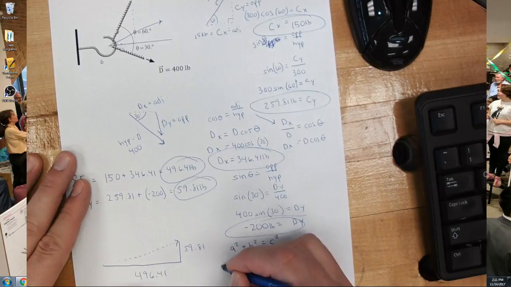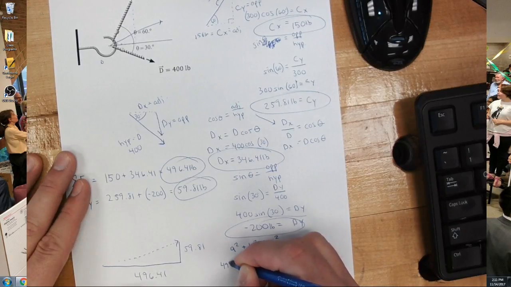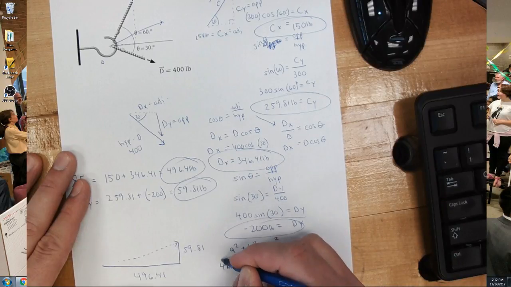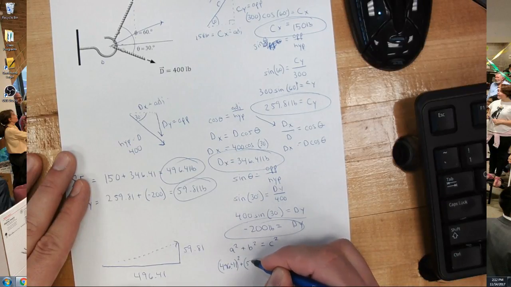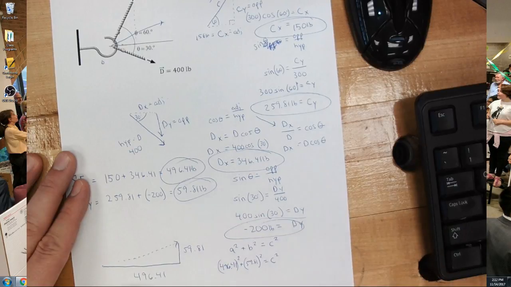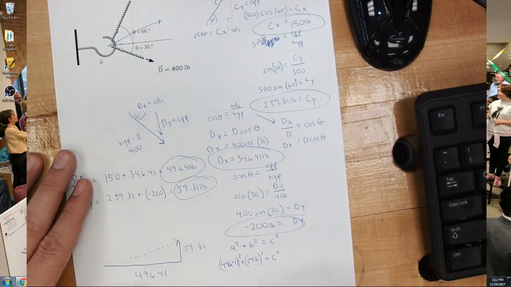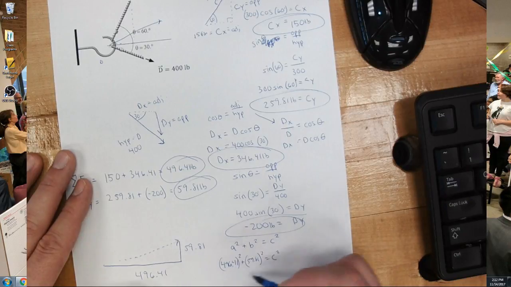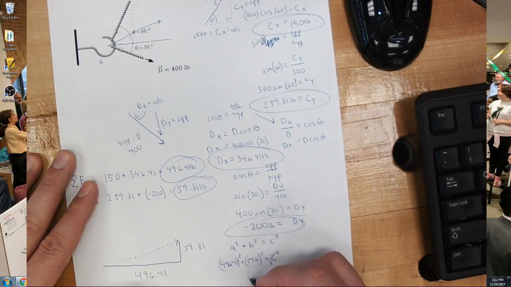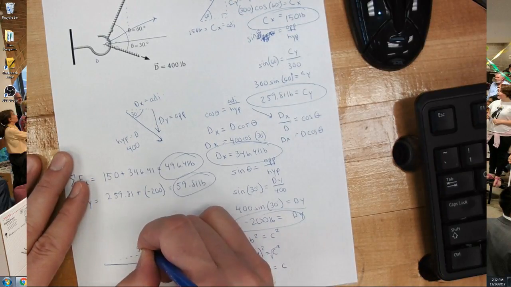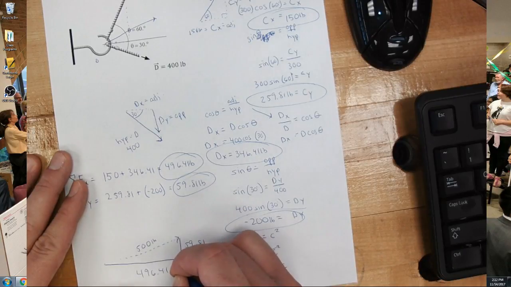So in this case, we're going to take 496.41 squared and add that to 59.81 squared. We're going to do this math, and then our c squared, after you take your square root and all that, is going to be 500 pounds. That is your c. Okay? Are we done? No, we're not. What are we missing?